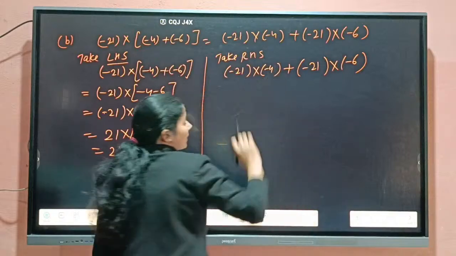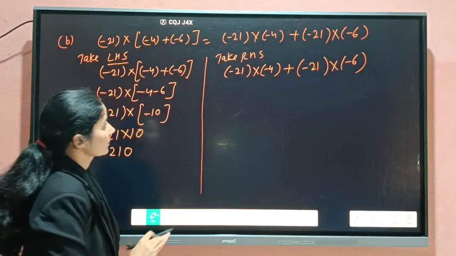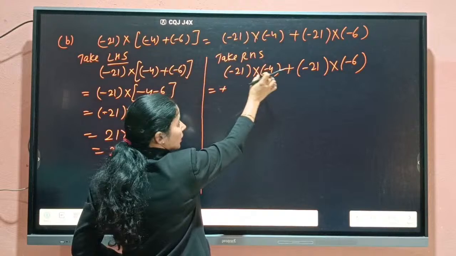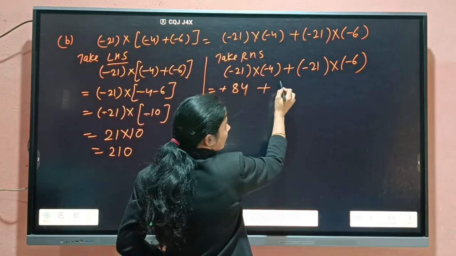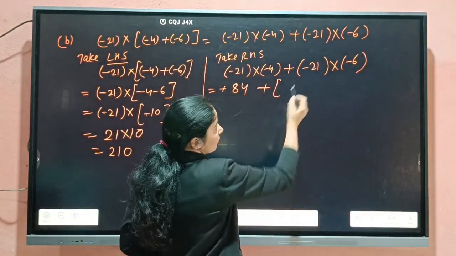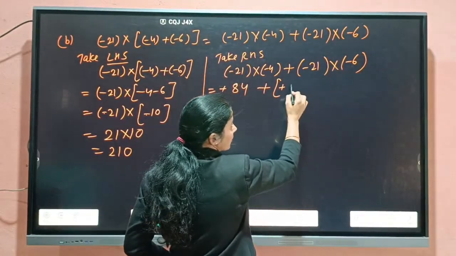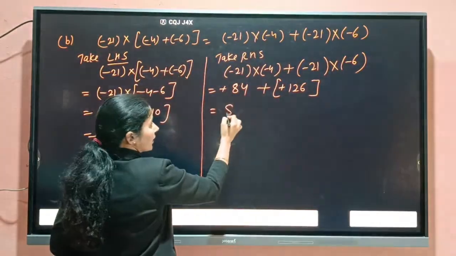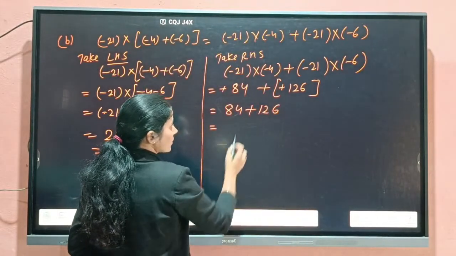Minus 21 multiplied with minus 4, and minus 21 multiplied with minus 6. Minus times minus will be plus. Multiply 21 with 4, it will be plus 84. Then minus 21 multiplied with minus 6: minus times minus is plus, multiply 21 with 6, it will be 126. Now add 84 and 126. What will be your answer?